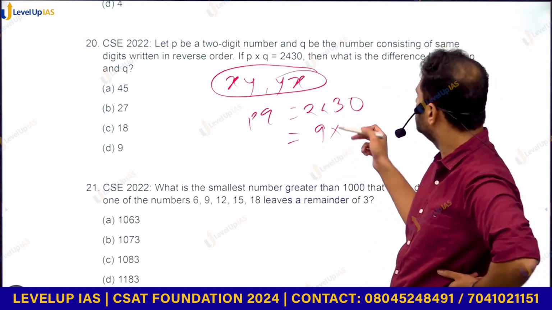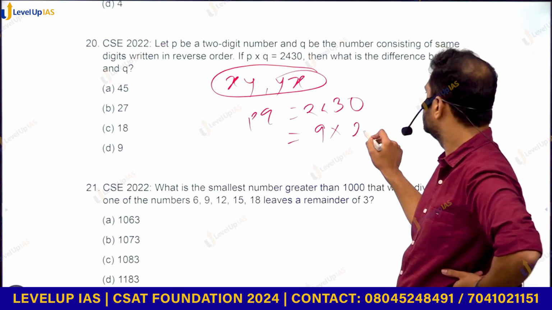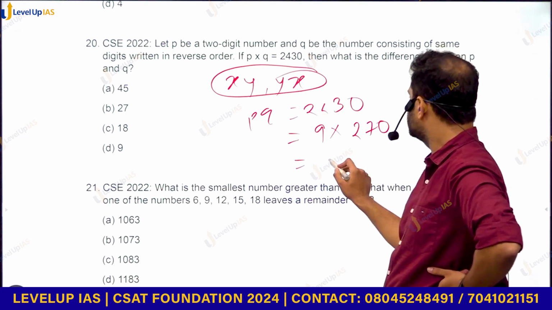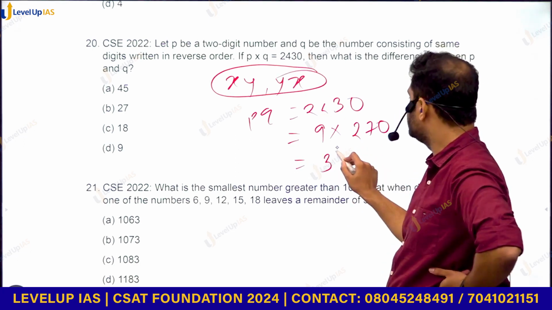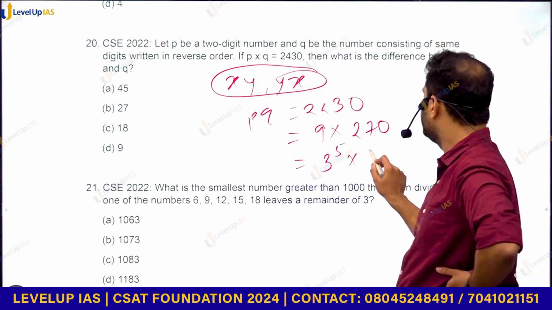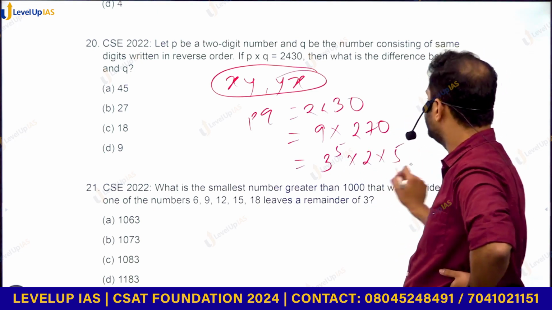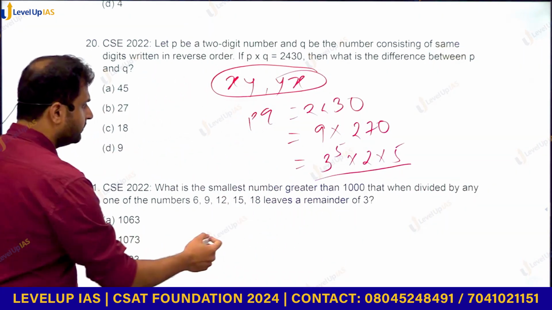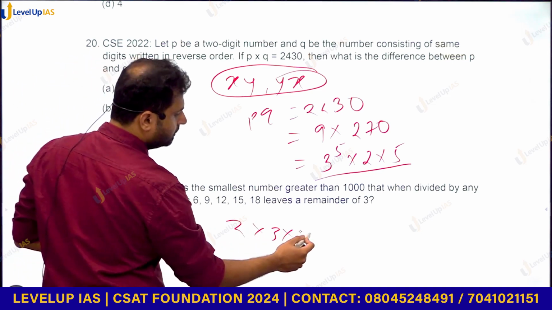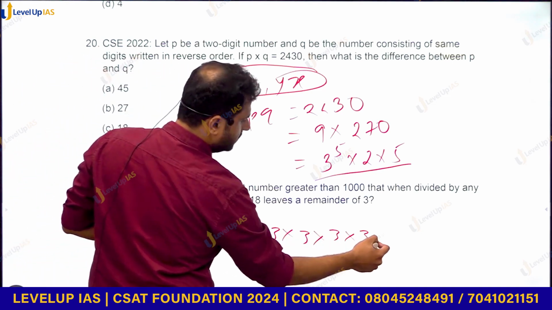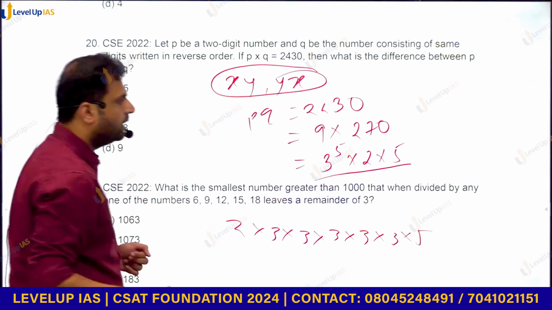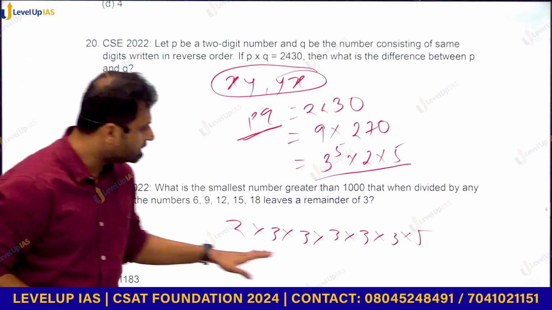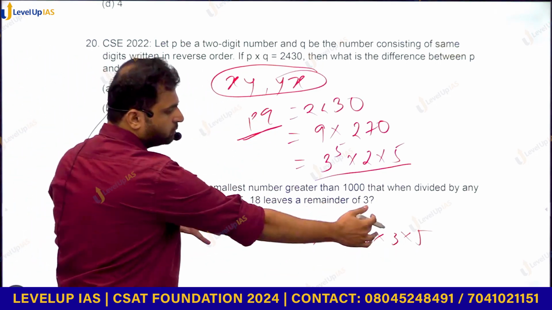So it is 9 into 270, which is equal to, again, 243 is 3 raised to 5 anyway. So 3 raised to 5 into 2 into 5, that is the prime factorization. Now let us write it in the expanded way. 2 into 3 into, and now we want it to be just a product of two numbers p into q. So this multiplication we just have to split into two groups.